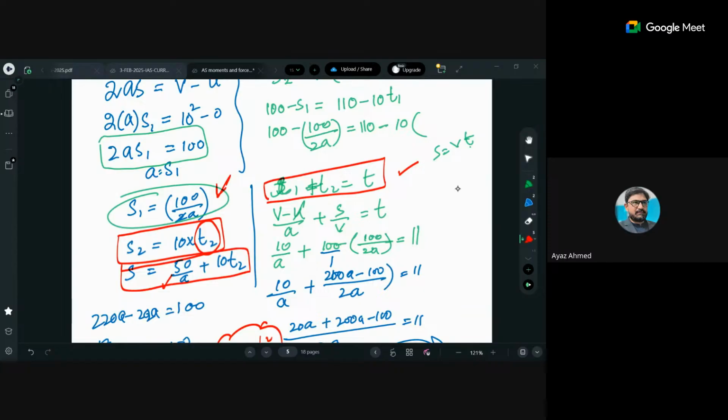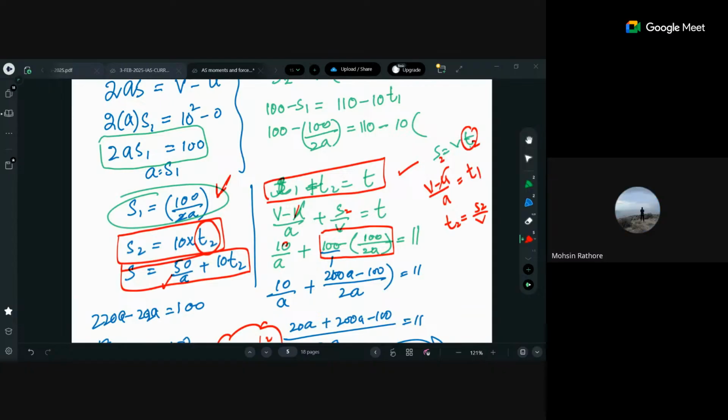For the accelerated motion, I use v minus u divided by a is equal to t1. So I put it over here, and because u was 0, I made it v divided by a, and v is 10, so 10 by a, plus the second time, I use s2 equals v into t. So t2 is equal to s2 divided by v, right? s2 is 100 minus s1. Are you getting my point?